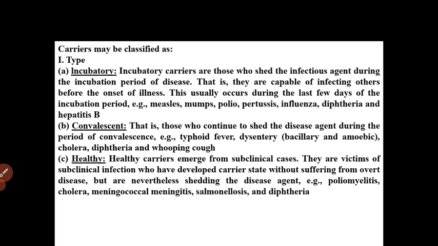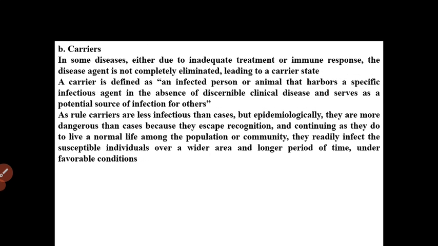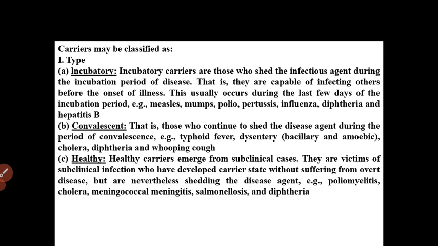Now, carriers may be classified by type, duration, and portal of exit. Now, in type, it is incubatory, convalescent, or healthy. Incubatory carriers are those who shed the infectious agent during the incubation period of disease. That is, they are capable of infecting others before the onset of illness. This usually occurs during the last few days of the incubation period. For example, measles, mumps, polio, pertussis, influenza, diphtheria, and hepatitis B.